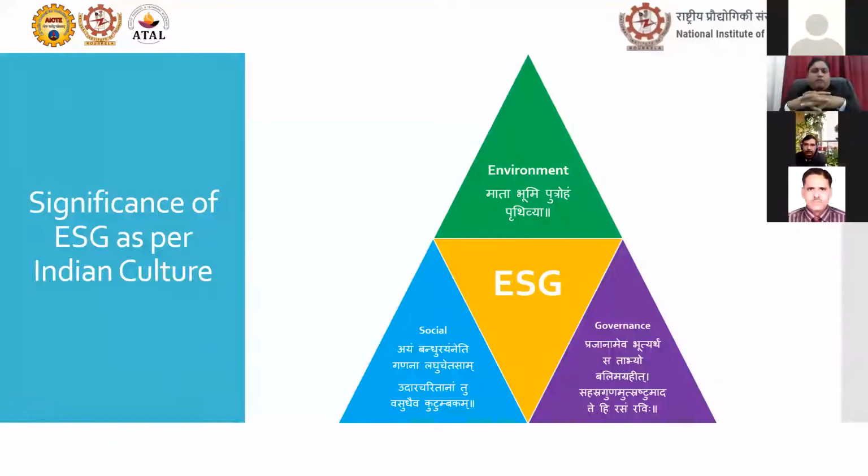For environment, I would like to quote what is written in our scriptures. I'll share the source and citation also and its meaning: Mata Bhumi Putroham Prithivya. And for governance it is Prajanamev Bhutyartham Sa Tebhyo Balim Agrahit, Sahasra Gunam Utsrashtum Adatte Hi Rasam Ravih. And for social: Ayam Bandhurayam Neti Gananaa Laghuchetasam, Udaracharitanam tu Vasudhaiva Kutumbakam.